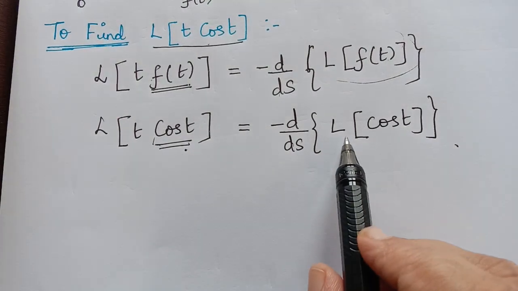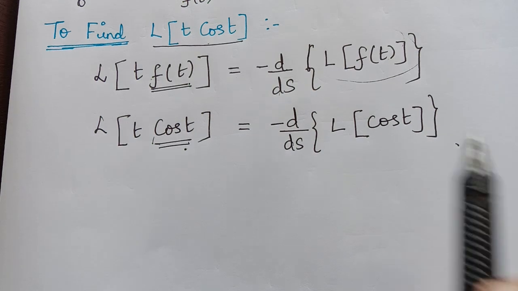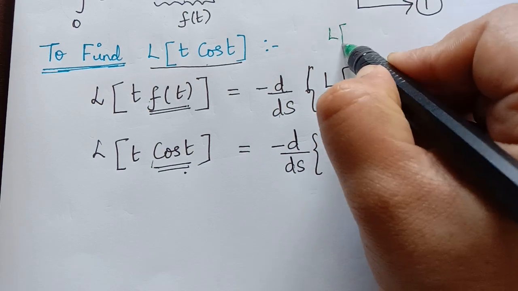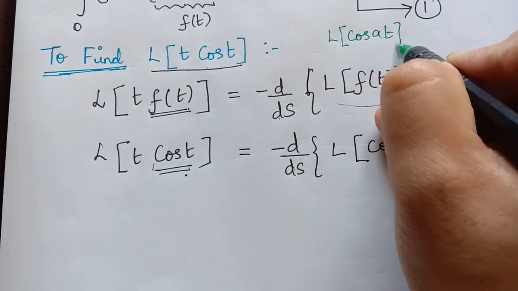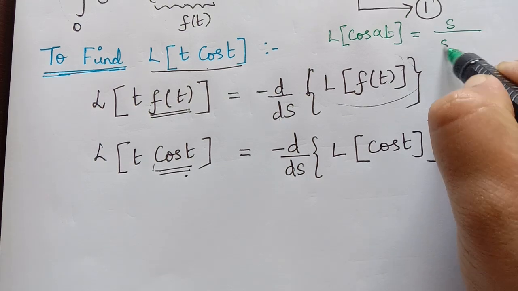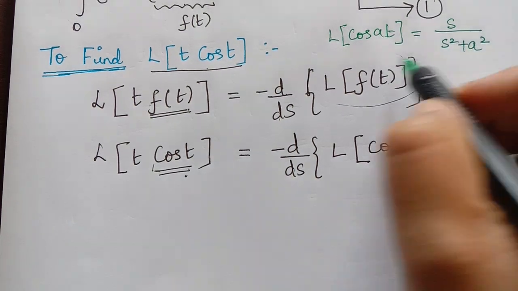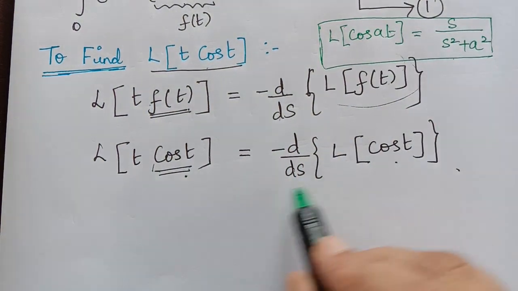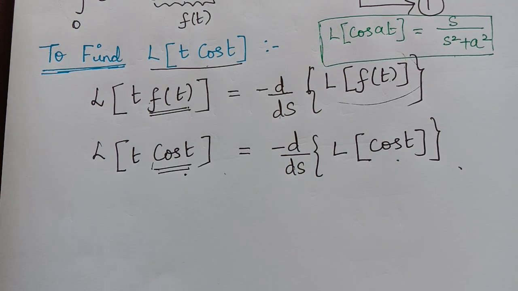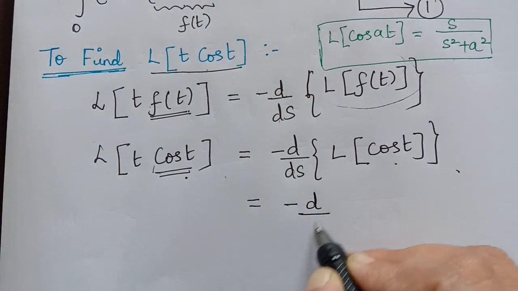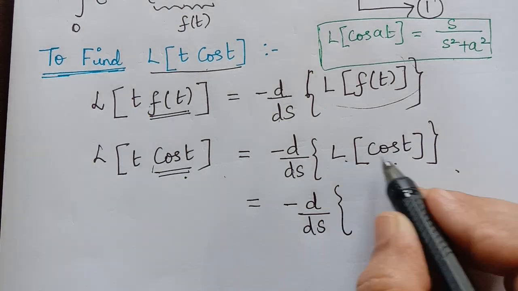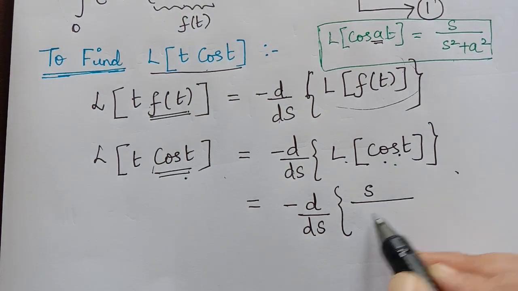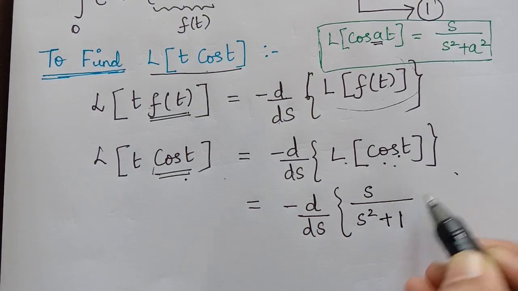But what is L of cos at? By the results that we have previously learnt, we know that L of cos at is equal to s divided by s square plus a square. So now we are going to use this result at this place. When we apply it here, we get negative d by ds of L of cos t. In place of a, we have 1 here, so it will be s divided by s square plus 1 square, which is 1.